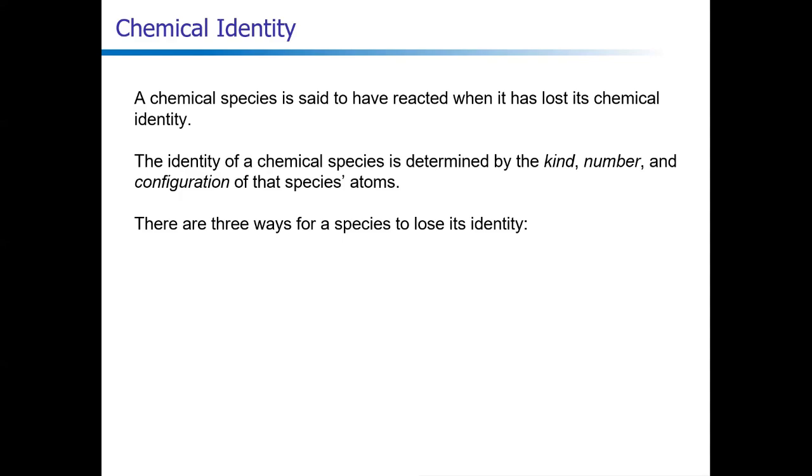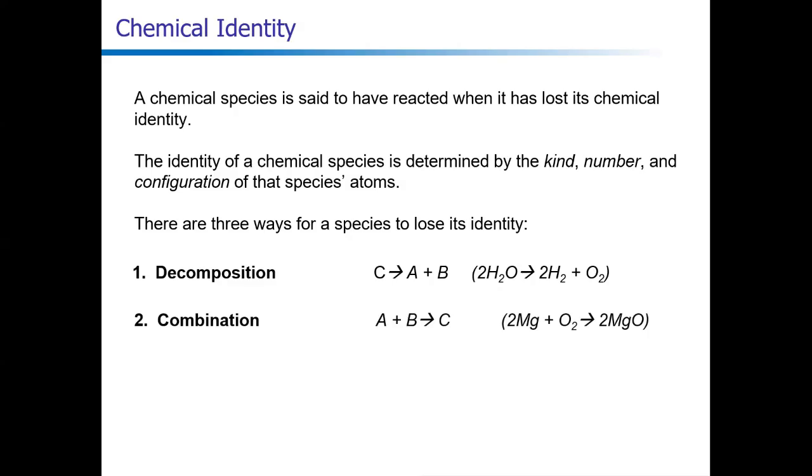There are three main ways a species can lose its identity. First is decomposition. This is when a single compound breaks apart into simpler ones. For example, water decomposing into hydrogen and oxygen gas. The second is combination, or synthesis. Two or more species combine to form a new product. For instance, magnesium and oxygen combining to make magnesium oxide.